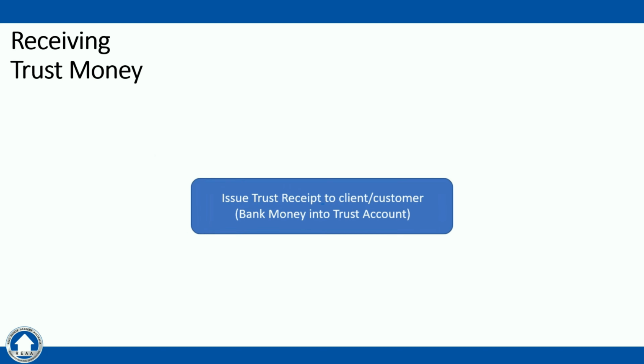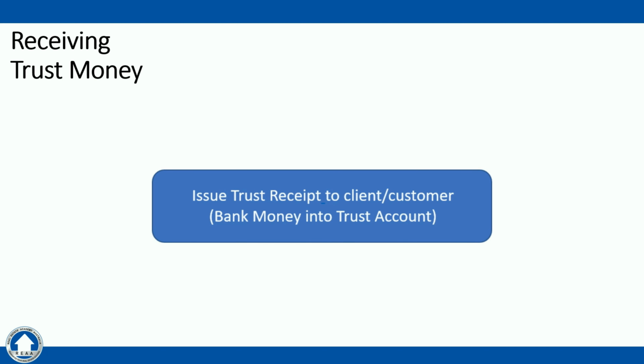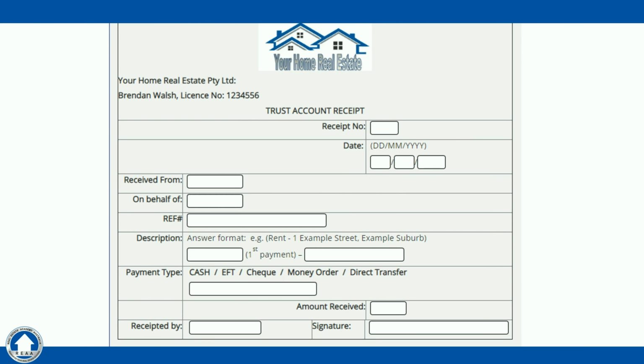The next step is to issue a trust account receipt to the client or customer who has paid the trust money to the agency. Trust account receipts must contain specific information. This information is outlined in the state-specific legislation that covers the topic of operating trust accounts and should be consulted to ensure that trust account receipts are compliant with the legislation in the state of operation. Some examples of required information are the licensee name and license number. Also, you will see a title that it is a trust account receipt that is being issued.